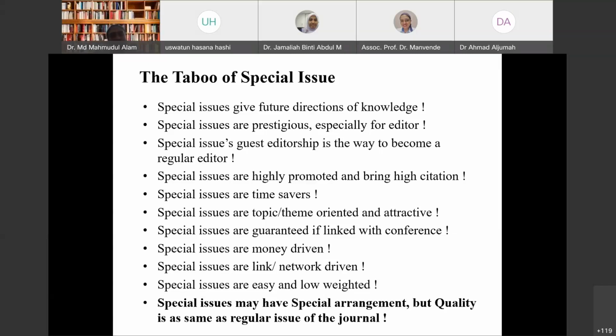And that's why there are lots of special issues. If you go to any journal in Elsevier, there are hundreds of special issues. Yes, too much, because this is money making now.